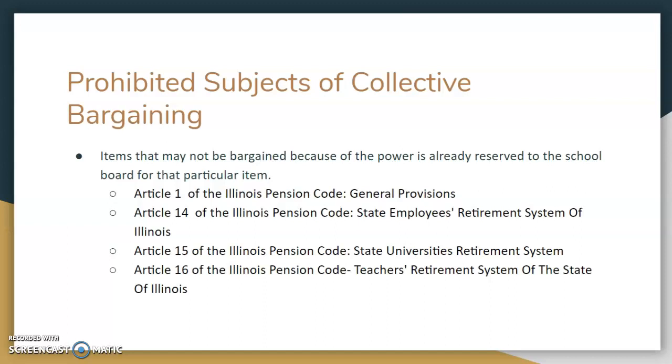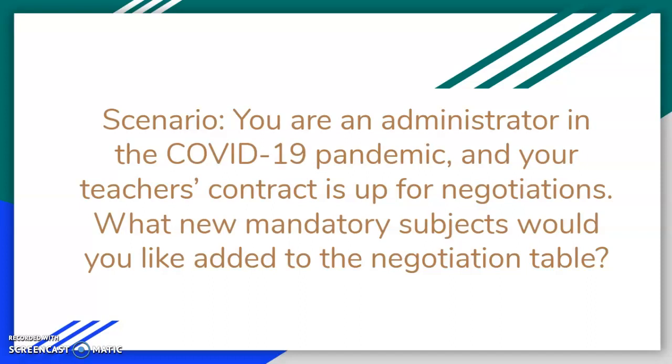But also Article 1 of the Illinois Pension Code, which is the general provisions for pensions. And then Article 14, 15, and 16, which all talk about state employees' retirement, teachers' retirement, and the state university's retirement system. So basically things that are based on Illinois' governance of the retirement system, we don't get to negotiate. That's the state.